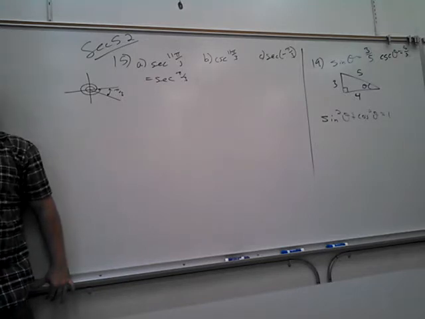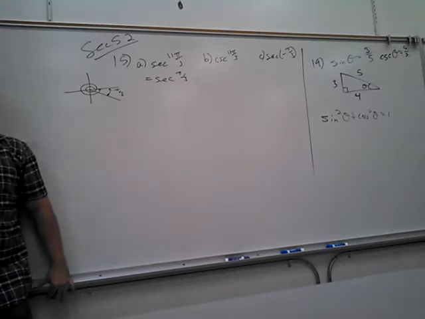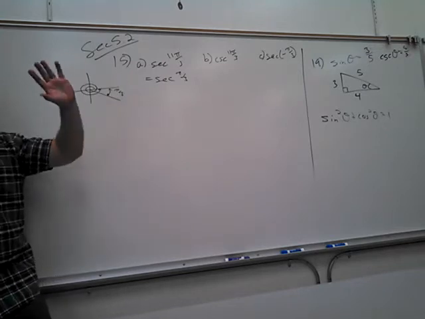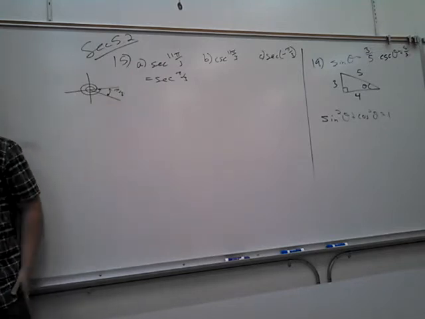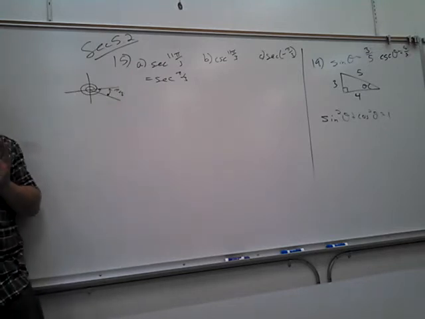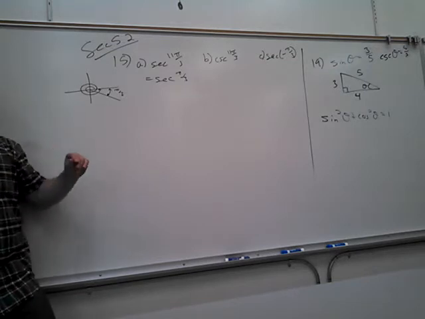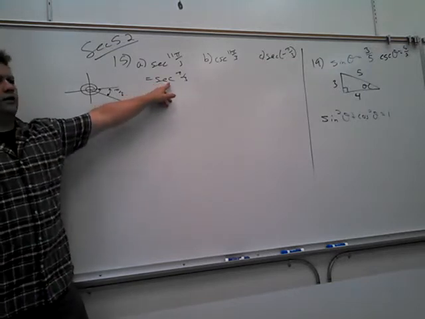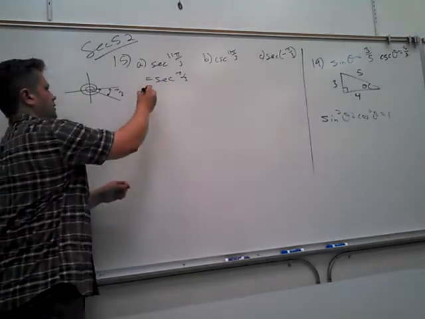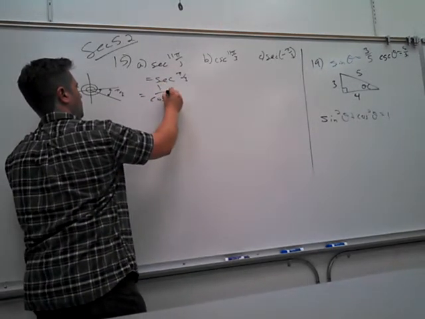So the value will always be the same as the trig function of the reference angle. It's all a question now of is it positive or negative. That's the beauty of these. You only have to memorize the first quadrant values. Now you have to realize secant is really 1 over cosine. So now you can say, okay, this is 1 over cosine of pi over 3.